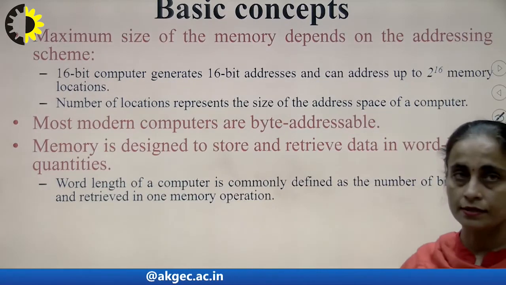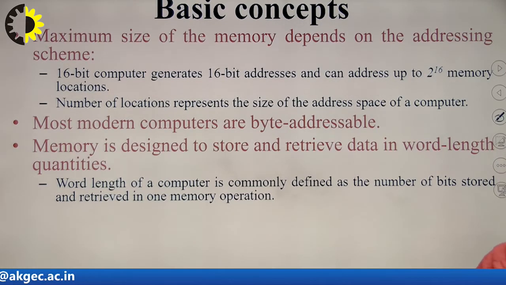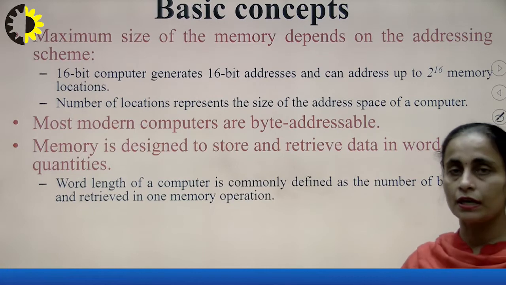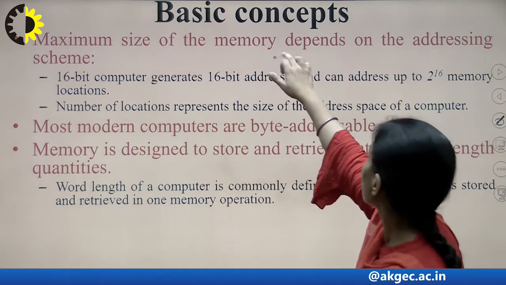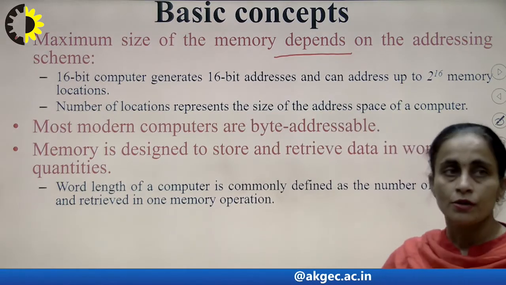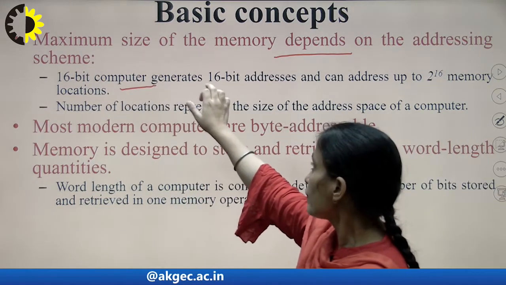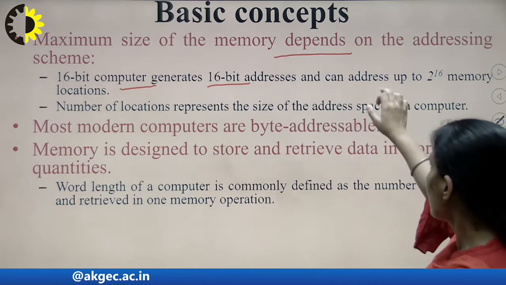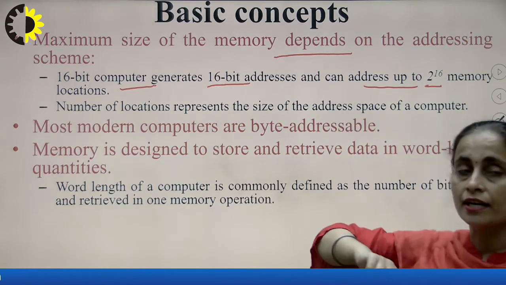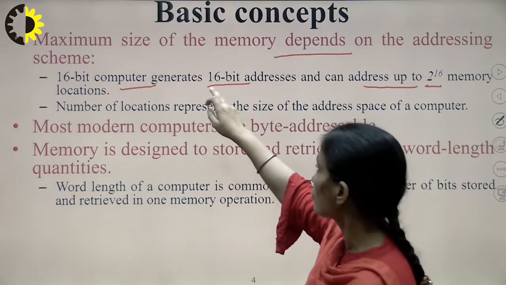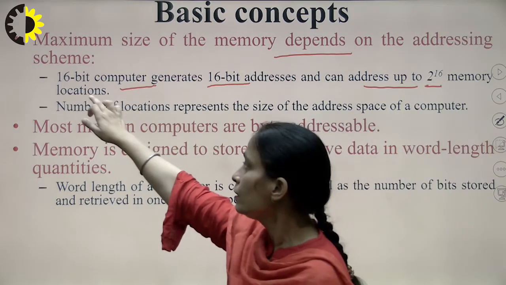Then starting from the basic concepts, the maximum size of a memory. What should be the minimum size of the memory? How should I choose the maximum size of the memory? The maximum size of the memory depends upon the addressing scheme. If I am taking a 16-bit computer, it will generate 16-bit addresses, and these addresses will vary up to 2 to the power 16. The number of bits given in the address, we take 2's power of it, and this will tell us the total number of locations in our memory.